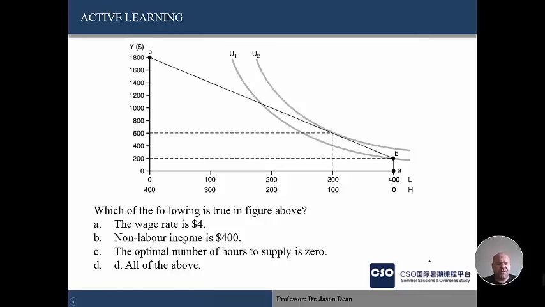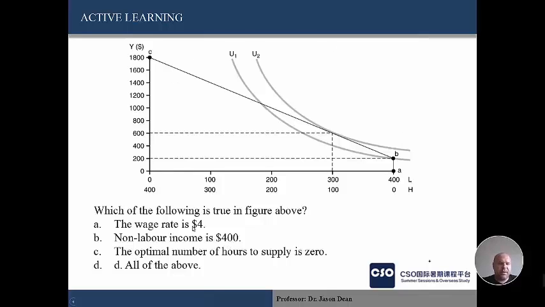B, non-labor income is 400. Well, non-labor income is the amount of income that you would earn if you did not work. So if you took all of your time in leisure, we look up, that would be point B, look over, and income is 200. So B is not true. Non-labor income depicted in this diagram is 200, not 400.